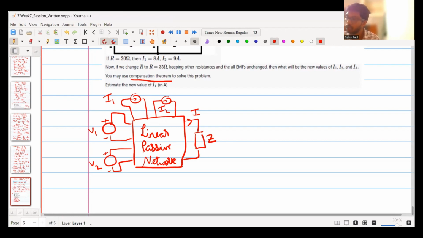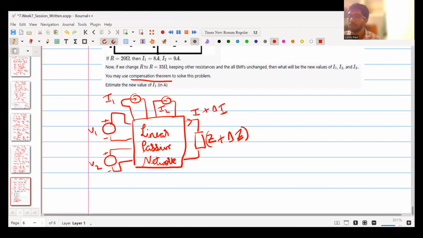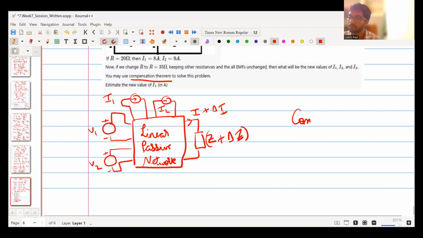All right. So now what happens when this Z gets changed to delta Z? My Z gets converted to delta Z. When that happens, what will happen? My current I will become I plus delta I. So to understand how we will solve such a network, we use compensation theorem.